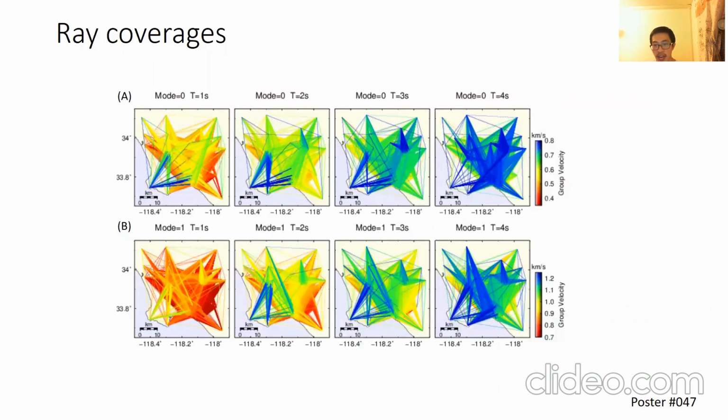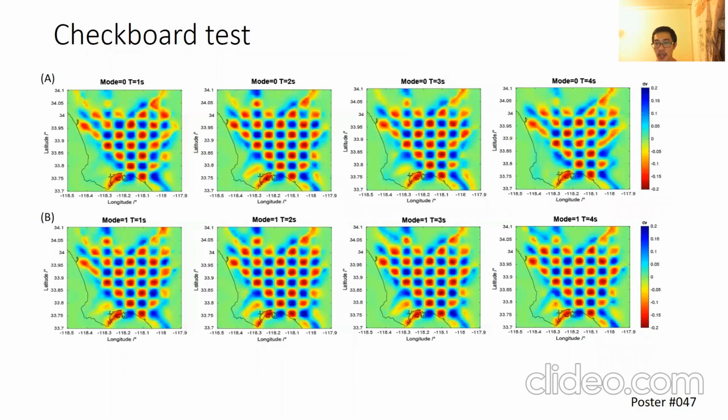This figure shows the ray coverage of our data for 2 different modes and 4 different periods. We see that although at the outer rim of the Array Basin, the ray coverage is not even, the central part of the basin is well mapped and well covered. This suggests that we could potentially have a good resolution of the shallow structural model of the central part of the Array Basin. This is confirmed by our checkerboard resolution test.